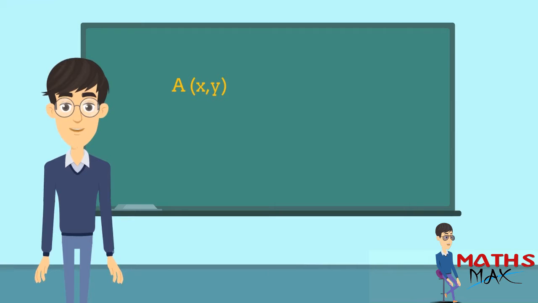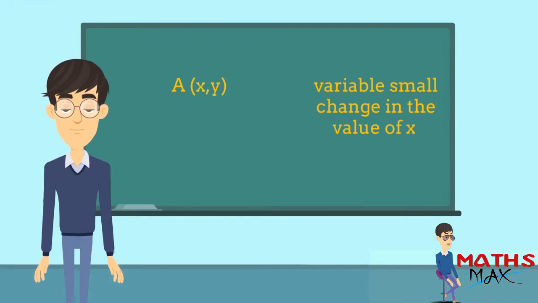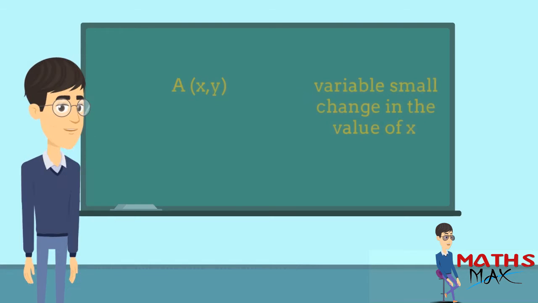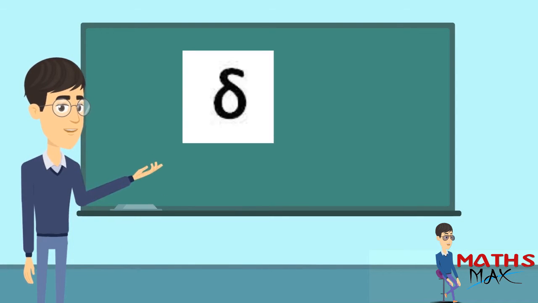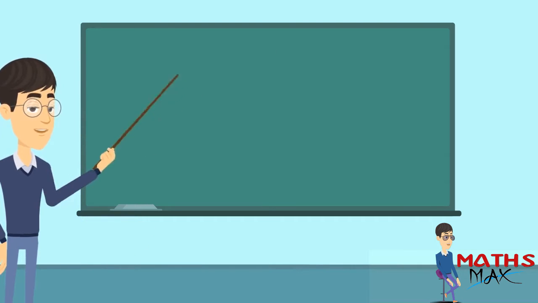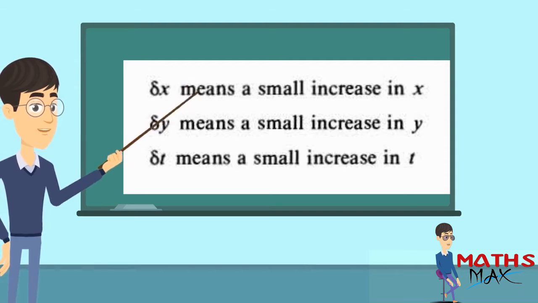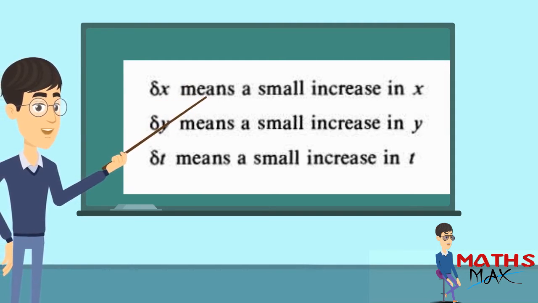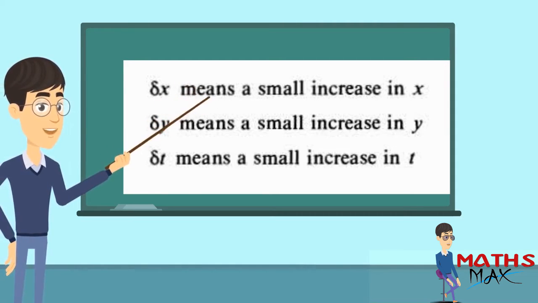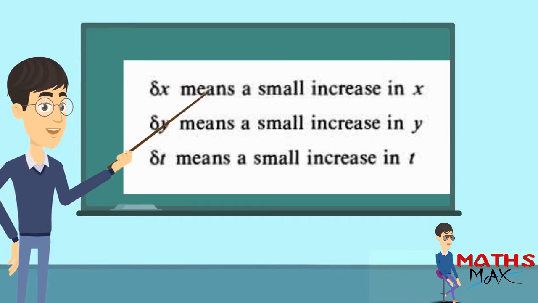Okay, let's take a general point A, and a variable small change in the value of x between A and B. A new symbol, delta, is used to denote this small change. When delta appears as a prefix to any letter representing a variable quantity, it denotes a small increase in that quantity. Let's see some examples. Delta x means a small increase in x. Delta y means a small increase in y. Delta t means a small increase in t.